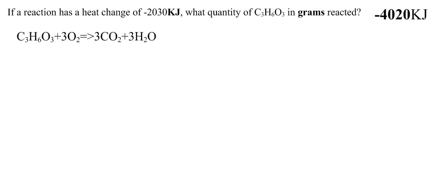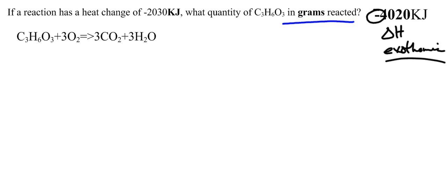The next problem is I have a certain amount of energy change. How many grams are reacted? How many grams of a certain reactant were involved in that process? Or I may say how many grams of a product was produced when this much energy is released, or absorbed. In this case, it's released because delta H in this case is equal to a negative value, so this would be exothermic, right? Because it's going to be giving energies leaving the system.